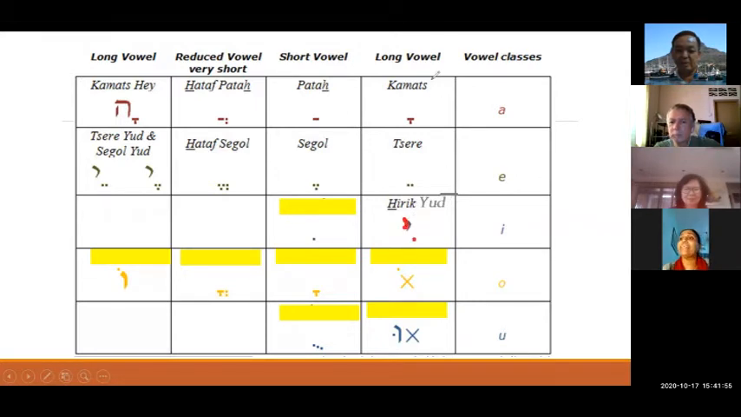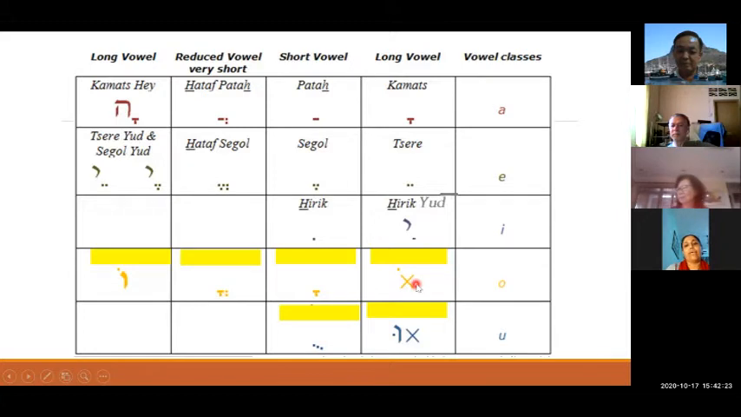Sometimes you will find just the Hirik. Sometimes you will find the Hirik Yod. That is, you'll have the dot below the letter and then the Yod with no vowel of its own. So then you should remember it is the Hirik Yod. So you have the Hirik and the Hirik Yod. All right, now we will move on to the O vowel.